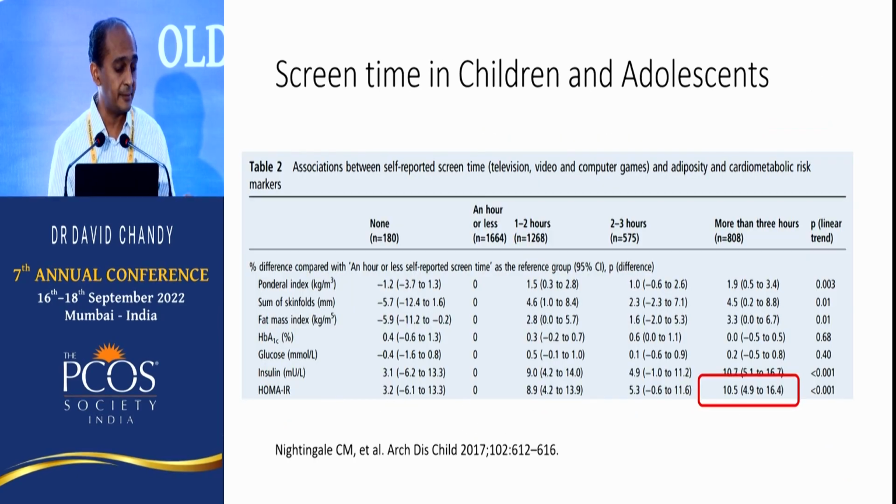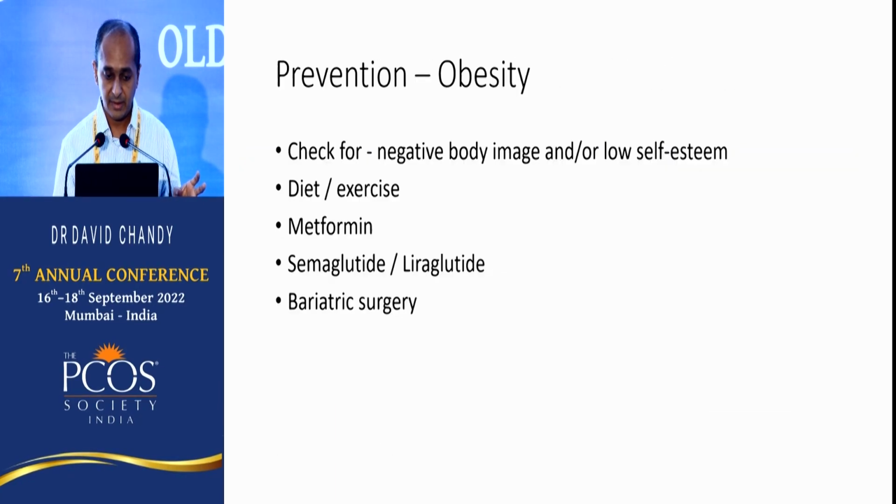Next is the screen time. If you see here, again in children who were analyzed, this was published from Australia, 2000 children analyzed, more than 3 hours of sitting worsens your HOMA-IR significantly. So we need to tell them to be away from screens, be active.